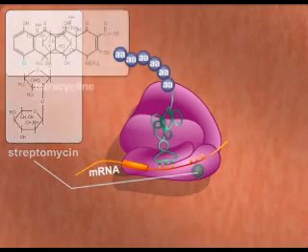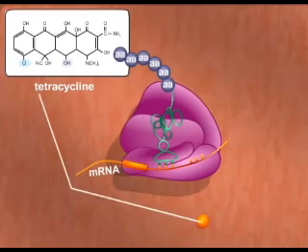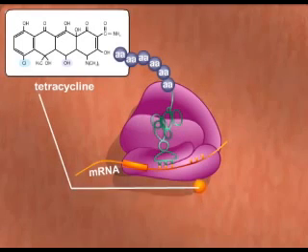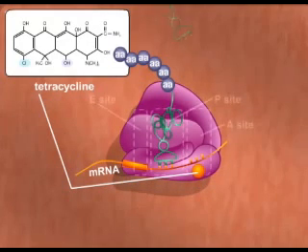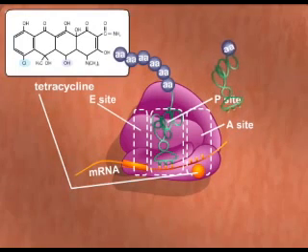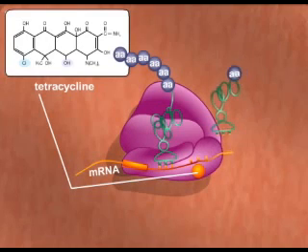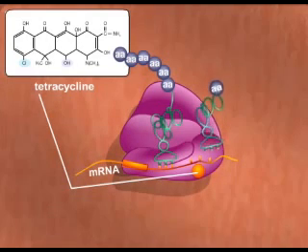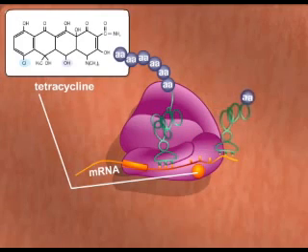The tetracyclines inhibit protein synthesis by binding to the 30S ribosomal subunit and inhibiting the binding of aminoacyl tRNA to the A site. In contrast to streptomycin, they do not stop the ribosome on the mRNA, but distort the ribosome so that the incoming aminoacyl tRNA can no longer bind properly to the A site.